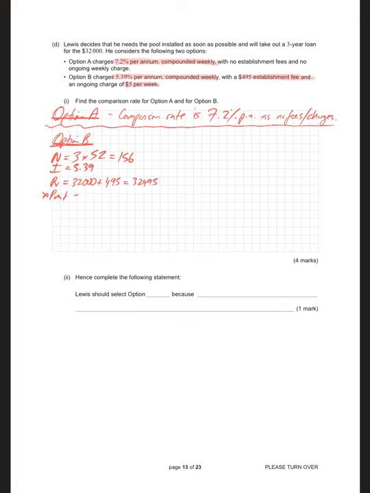PMT is what we're trying to work out because it's considering the establishment fee. FV is 0, PY and CY are both 52 because it's weekly. Apps, Finance, TVM: N is 52 times 3, I is 5.39, PV is 32,495, FV is nothing, 52. Solve for PMT: negative 225.70 to 2 decimal points.